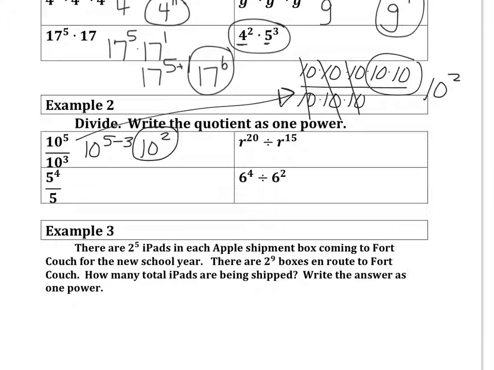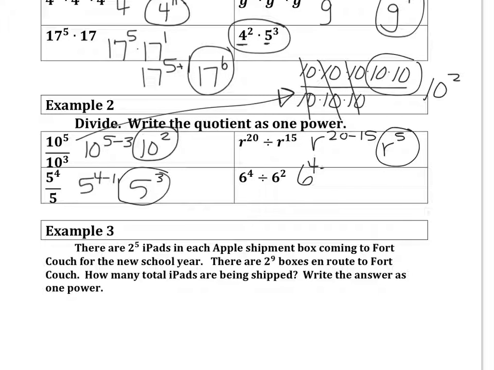Let's try the next one. 5 to the 4th over 5. Remember I said anything by itself is an exponent of 1, so 4 minus 1 would be 3. And then r to the 20th divided by r to the 15th, 20 minus 15 would be r to the 5th. And then 6 to the 4th divided by 6 squared, so it'd be 4 minus 2, which would be 6 squared. And we were told to leave the quotient as 1 power. Some of those are pretty easy to do, but we are still going to leave them as 1 power.